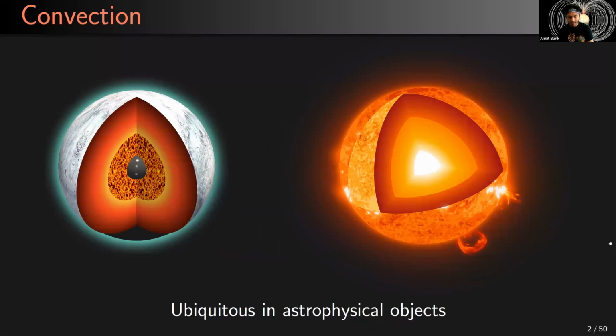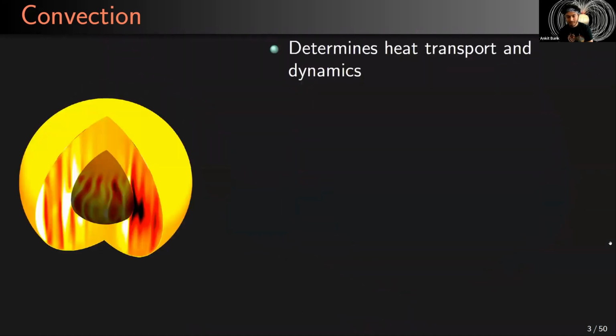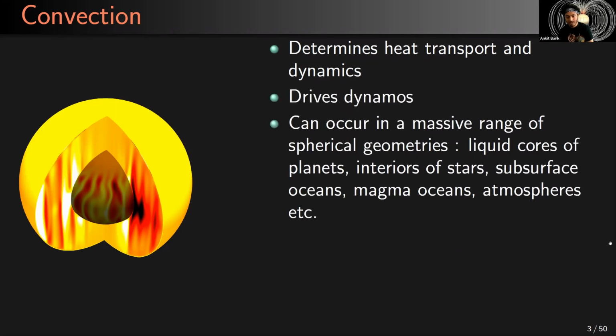Now, of course, for this audience I don't have to explain why convection is important, but we know that convection drives heat transport and dynamics. It can drive dynamos, and it can occur in a massive range of spherical geometries, from liquid cores of planets to magma oceans, atmospheres, subsurface oceans, and so on.